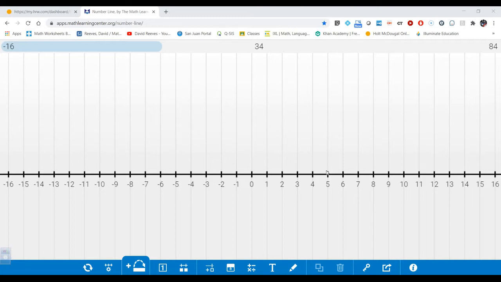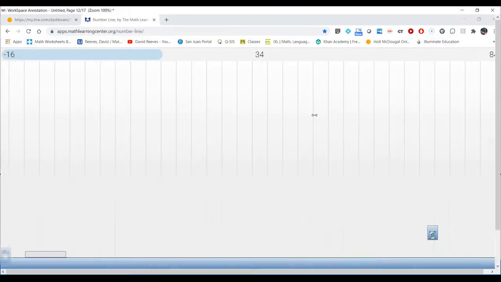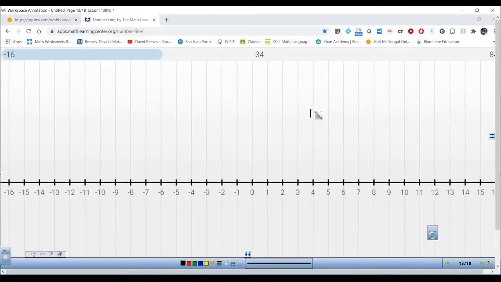Right here in the middle, we have the number 0. Of course, everything over here to the right of 0, these are positive numbers, right? So we can write over here positive numbers. And everything over here to the left of 0 are negative numbers. All right, so positives to the right of 0, negatives to the left of 0, and 0, of course, is neither positive nor negative.